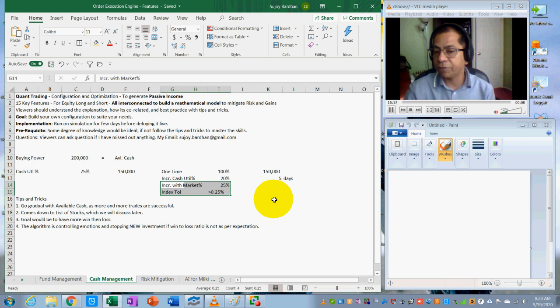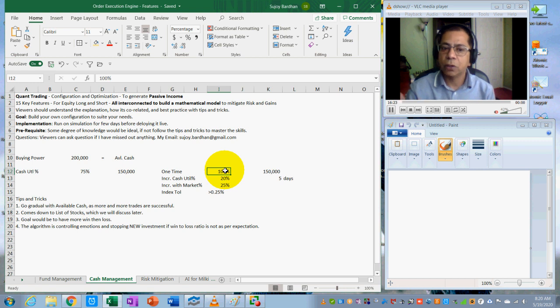But I did not do that. I used 100% of the cash when I got into the perfection of selecting the stocks at the right time, which is the sweet spot.